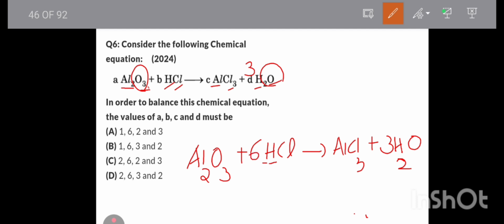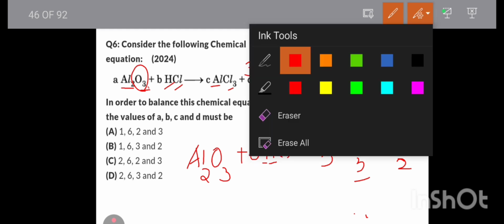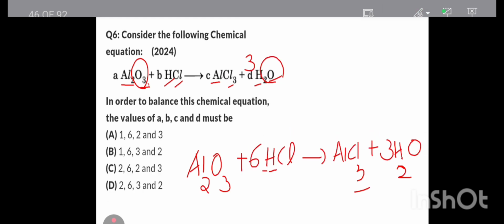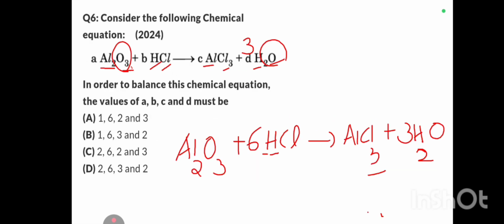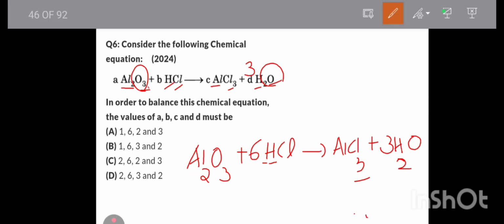Now this 6 is common for chlorine also, right? Now you can see here 6 chlorine is there, but here you have only 3 chlorine. So you have to make it 6. 3 multiplied by 2 will give you 6, right? So you have to put 3 in the front, sorry, not 3. You have to put 2 in the front. So what will you get?